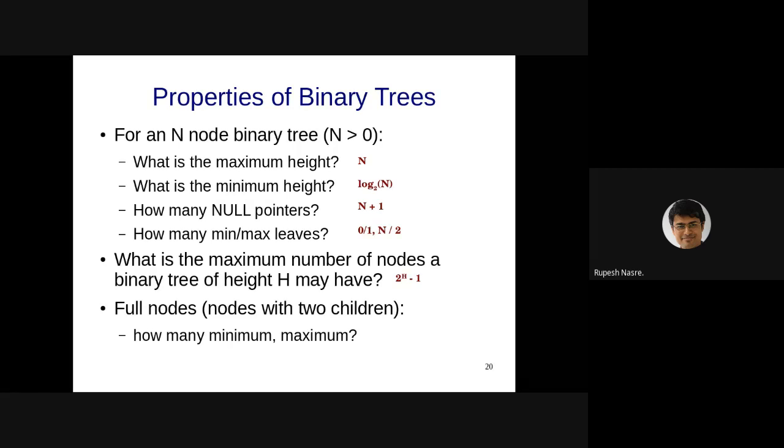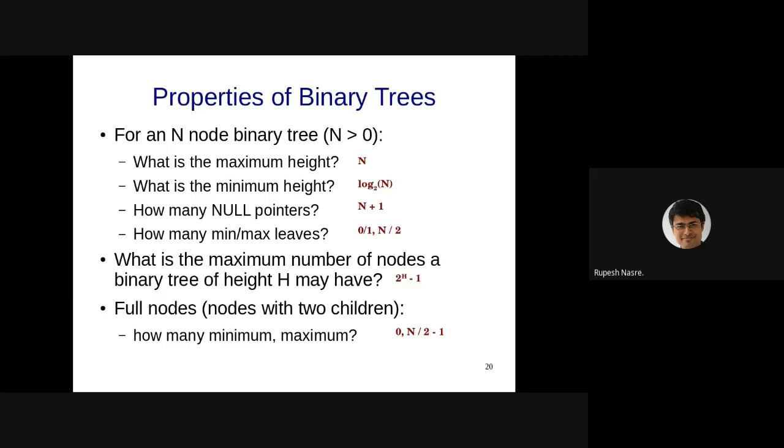Correct. So again, the extreme case becomes our linked list example where there are no full nodes. Correct, and therefore this minimum number is going to be 0. The maximum is going to happen in the other extreme, which is going to be approximately, let's say, floor of n by 2.